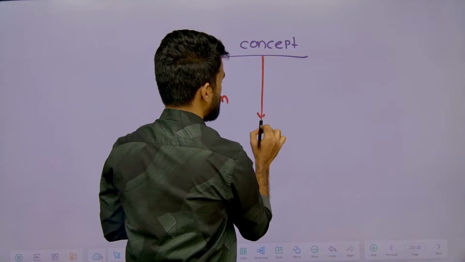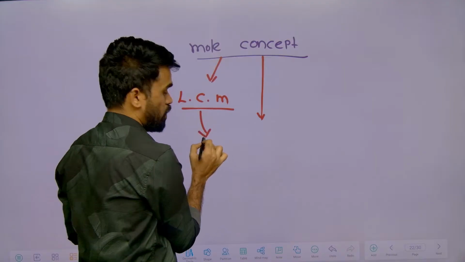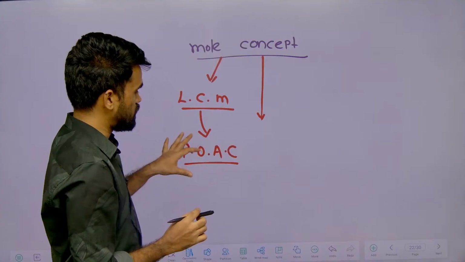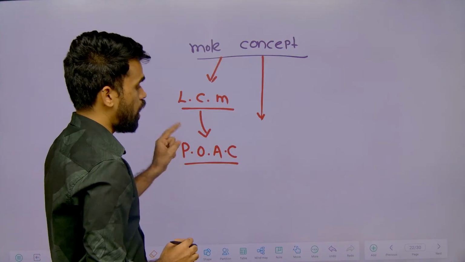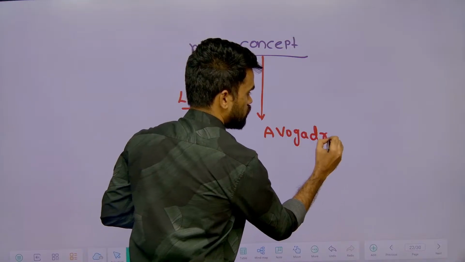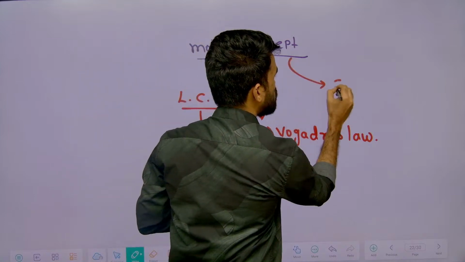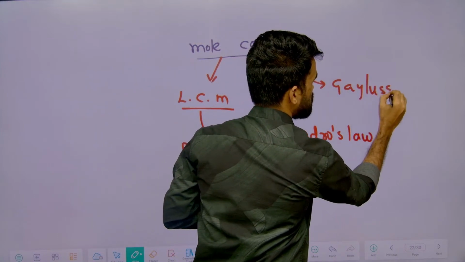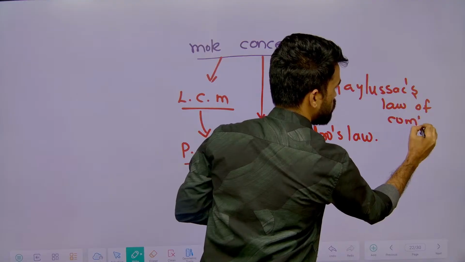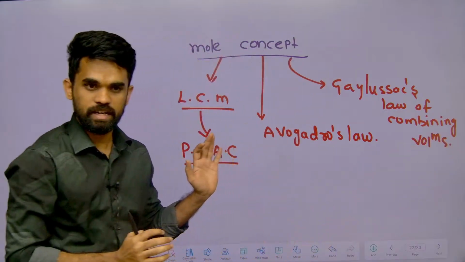Then next I discussed the application of this law of conservation of mass. We have one concept called the principle of atom conservation. What is the use of this? I will tell you once again. Then, after this, I also discussed Avogadro's law, and along with it, Gay-Lussac's law of combining volumes. These are the three things I discussed in the last class.